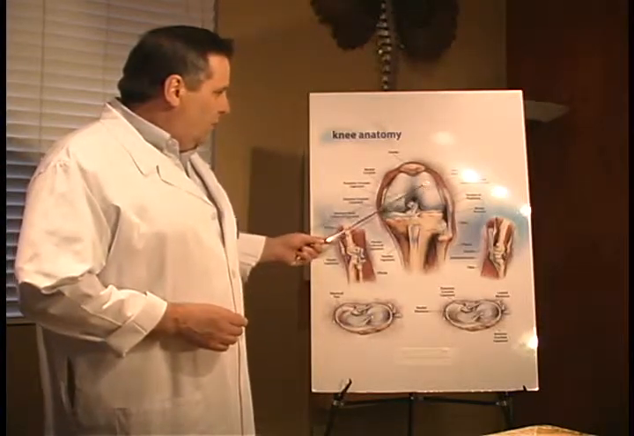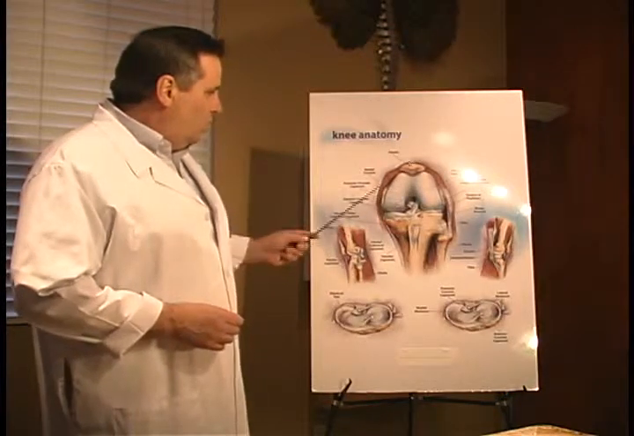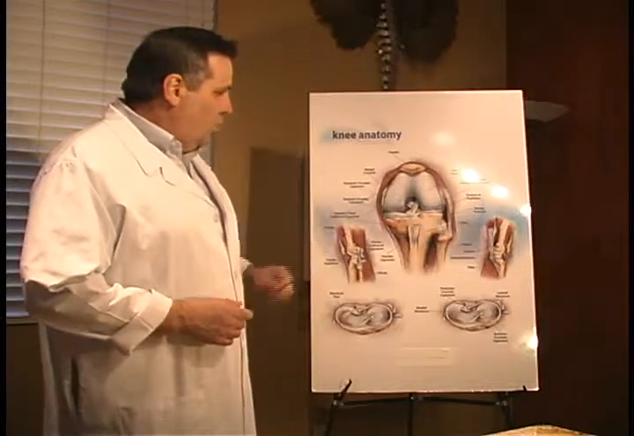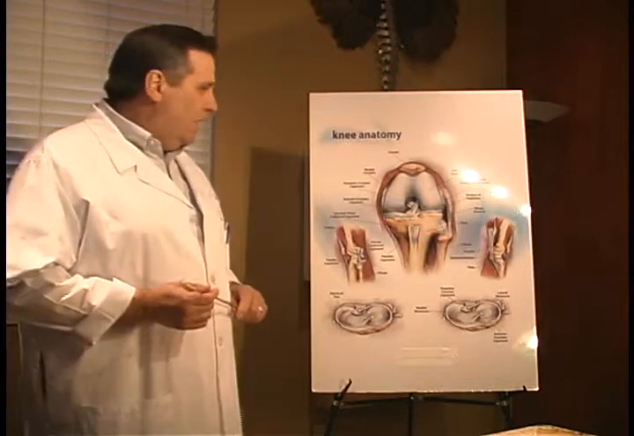There can also be injury to the cartilage that covers the bone, which is called articular cartilage. Most common one is at the patella. You probably have noticed that with the crunching in your knees.